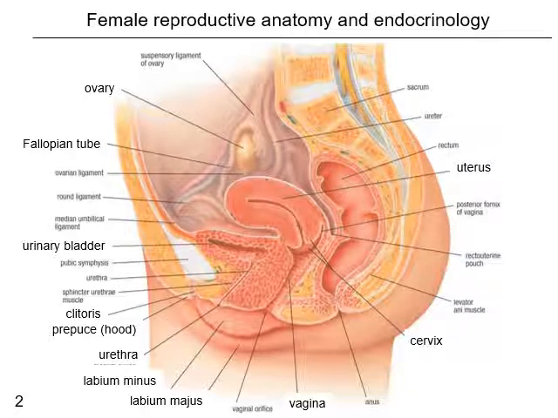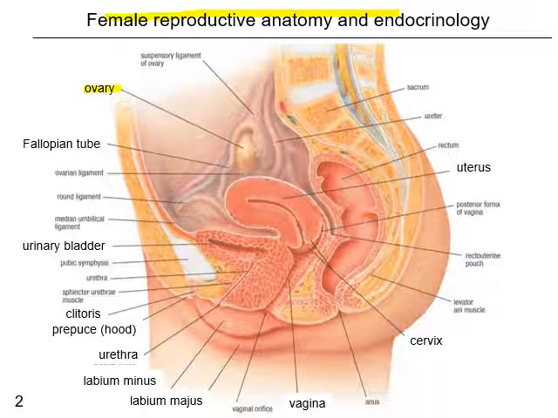Here is an image of a midline sagittal section showing the female reproductive anatomy. I'm going to highlight the terms that I do want you to know and leave unhighlighted the terms that are not necessary for you to know for the anatomy of the female reproductive system.